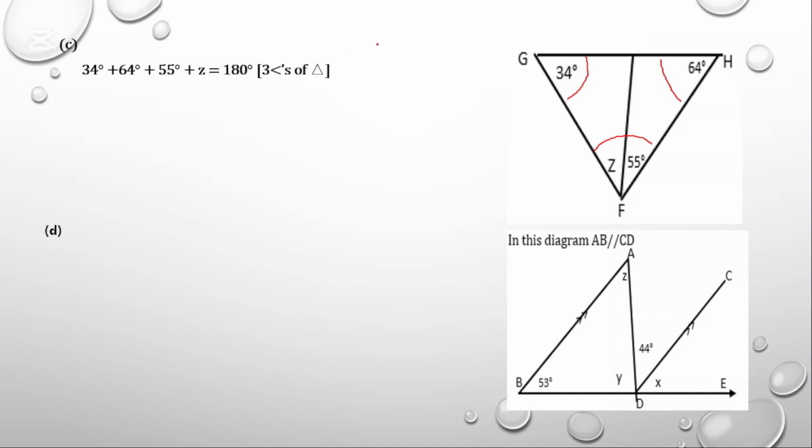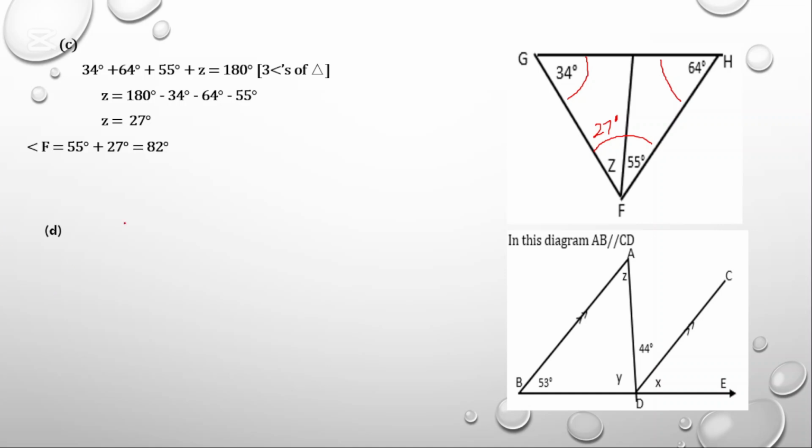Next step, we subtract the given values from 180. Right, so Z is equal to 180 minus the 34, minus the 64, minus the 55. And it's equal to 27. So we have 27 over here. 27 degrees.